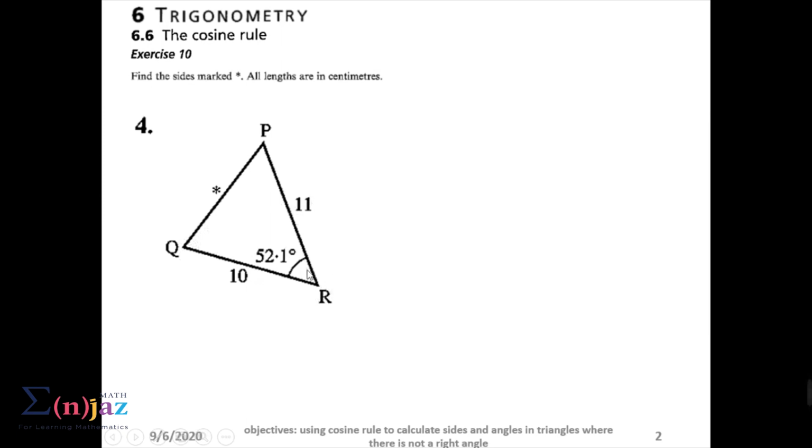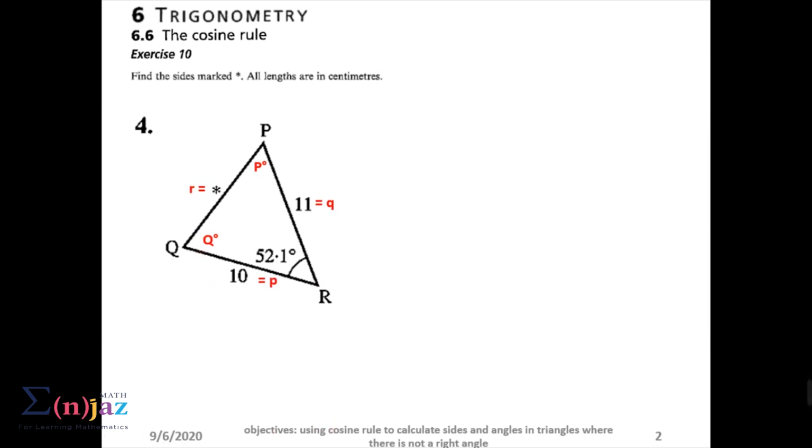Angle R, so R capital is equal to 52.1. And the opposite side to R, which is this star or snowflake symbol here, represents R small. So P capital, this is side P, which is the 10. Q capital, this is side Q, which is the 11. R capital is 52.1 and R small is the snowflake.